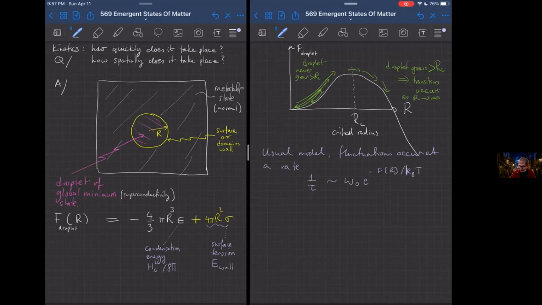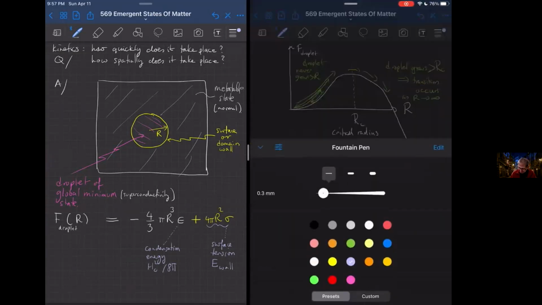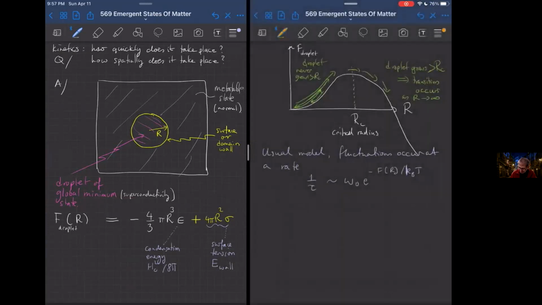And this is a highly non-trivial formula because, of course, we have T here as if this were an equilibrium. But this is the lifetime of a non-equilibrium state, namely the metastable state. So this omega naught is sometimes called an attempt frequency. Now, so this is the case.